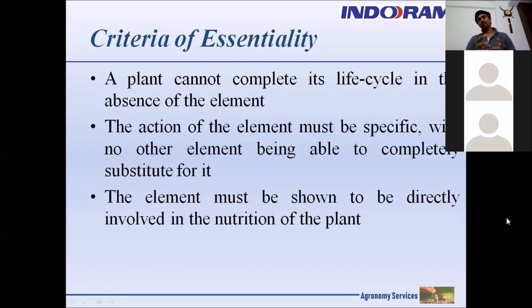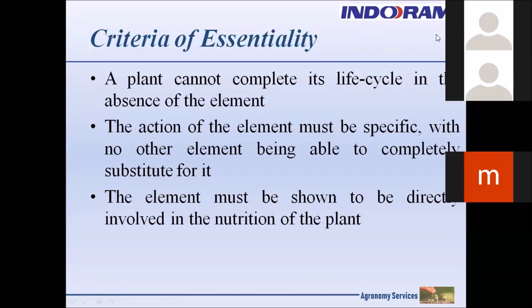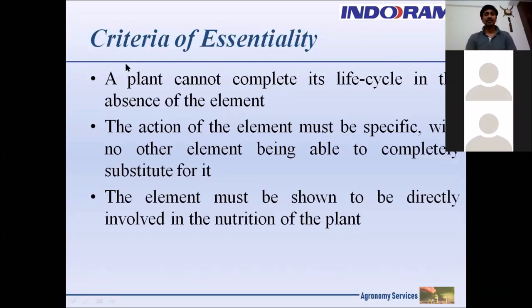And the second criterion for considering a plant nutrient as essential is that the role of that particular nutrient is specific, and it cannot be substituted by any other plant nutrient. Like if we take the role of sulfur, sulfur's major role is in the production of amino acids, and finally it is helping in oil production. So if nitrogen can substitute this function of sulfur, if nitrogen can help in production of oil, then sulfur cannot be considered an essential plant nutrient.